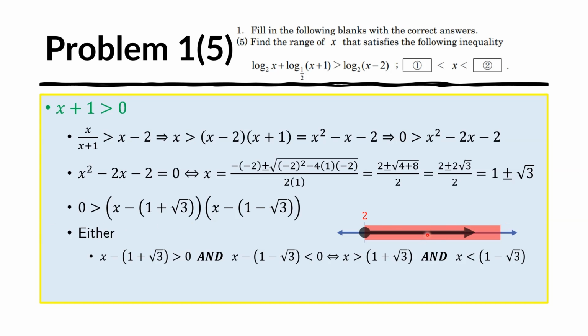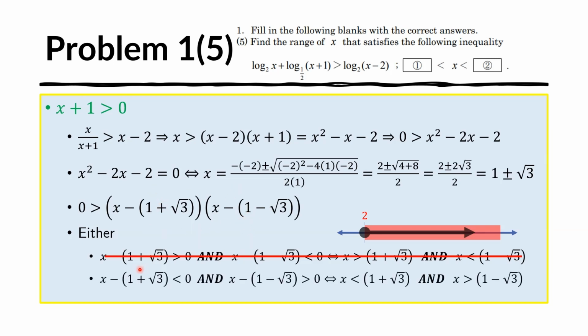So no number satisfies those conditions, and we don't even have to think about this on the number line. It cannot be satisfied. The only other possibility is that this bit here is negative and this bit here is positive. Earlier we had positive, negative; now we do negative, positive. Written out, this bit here must be less than 0, negative, and this bit here must be greater than 0, positive.